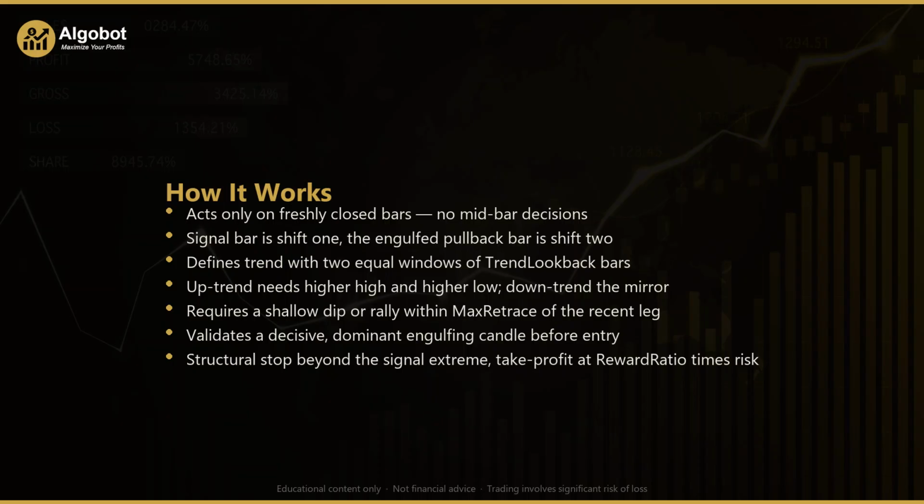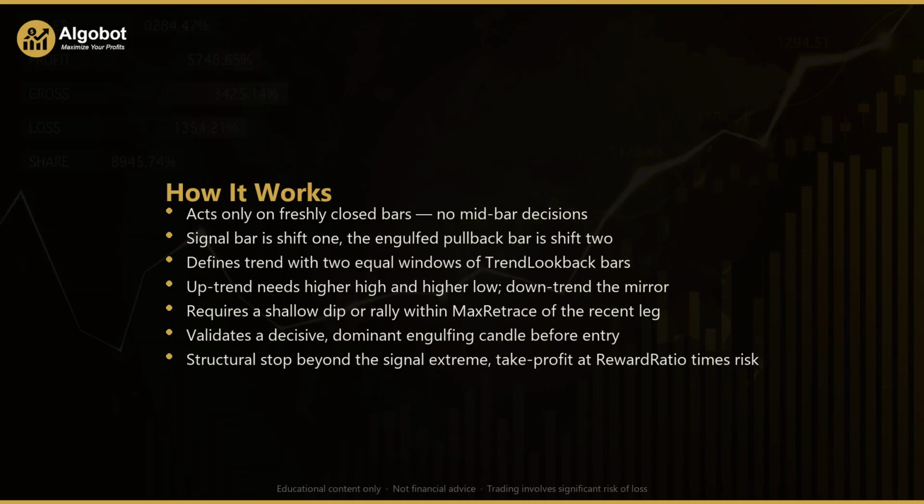The trend is up, the prior bar is bearish, the signal bar is bullish, the signal body engulfs the prior body, and the dip is shallow. When that happens, the EA buys at the ask. The stop loss sits just below the signal low, offset by stop buffer frac of the range. The take profit is placed at reward ratio times that risk distance, 1.5 by default.